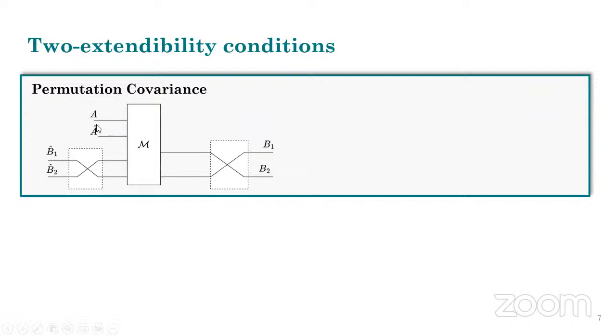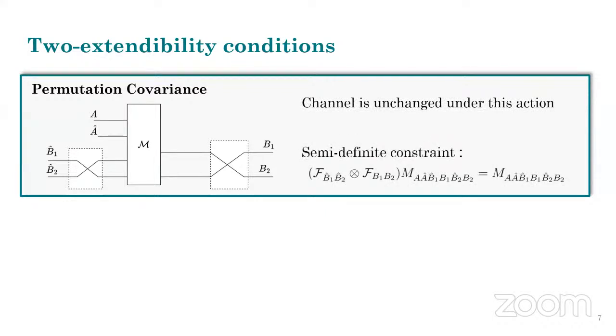So the original channel had inputs A hat and B hat, and an output B. Now we want to extend this to another system, which is B2, and we demand that this is permutationally covariant. That means if we swap the inputs and the outputs at the same time, the channel doesn't change. So this channel remains unchanged under this action, and it can be described by a semi-definite constraint.